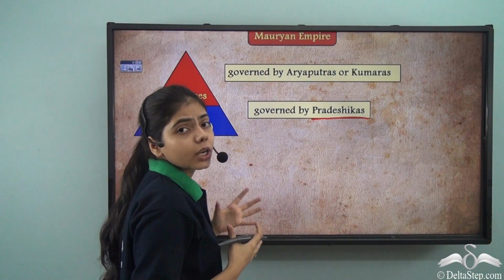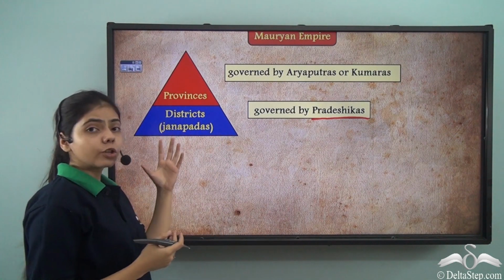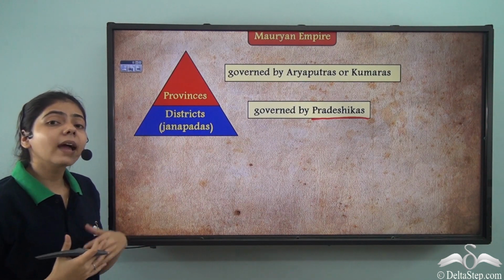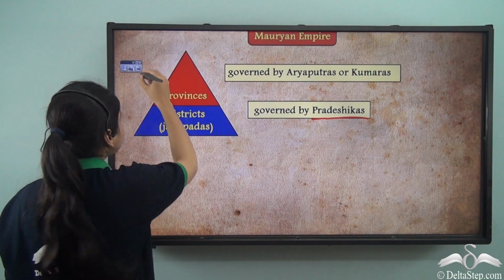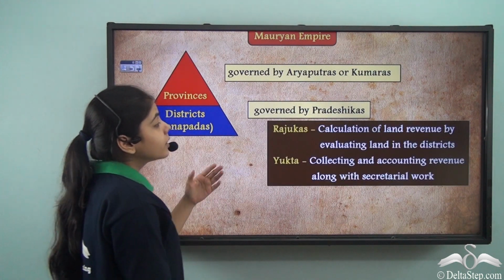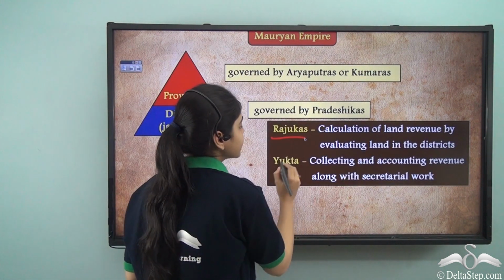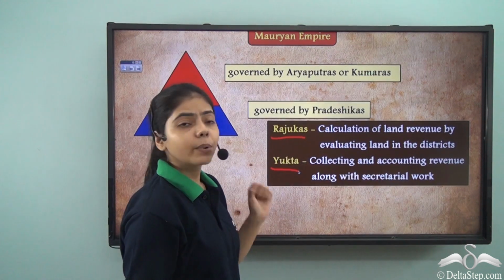Now these Pradeshikas used to tour the districts every 5 years to ensure that there was smooth running and everything was going in proper order. Now there are two different officials, Rajukas and the Yuktas, that come under the Pradeshikas.